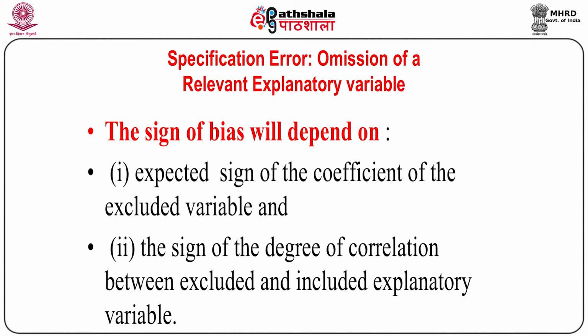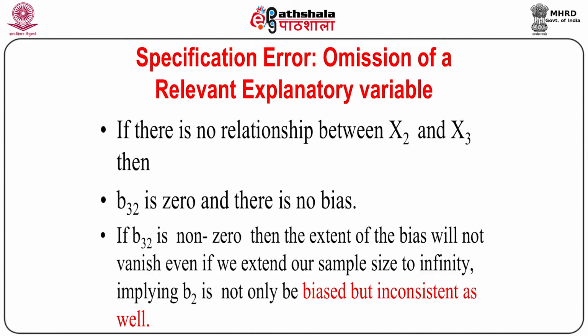Now, the sign of the bias will depend on the expected sign of the coefficient of the excluded variable and also the sign of the degree of correlation between the excluded and included explanatory variable. If there is no relationship between x2 and x3, then beta 32 is 0 and there is no bias. If beta 32 is non-zero, then the extent of bias will not vanish even if we extend our sample size to infinity, implying beta 2 is not only biased but also inconsistent as well.